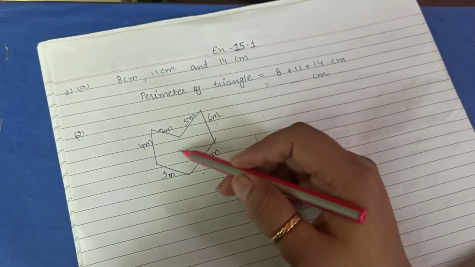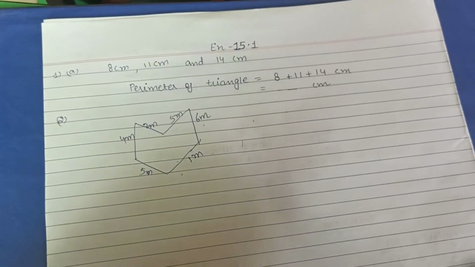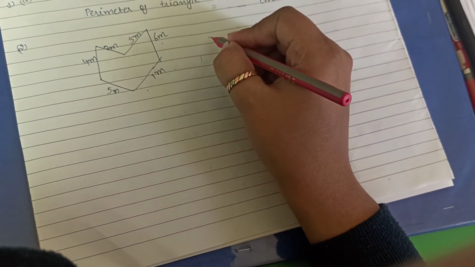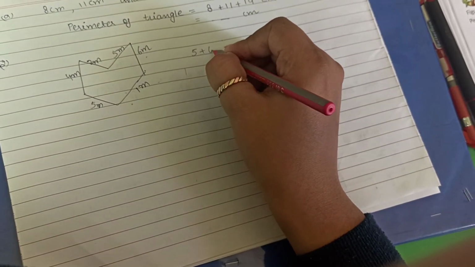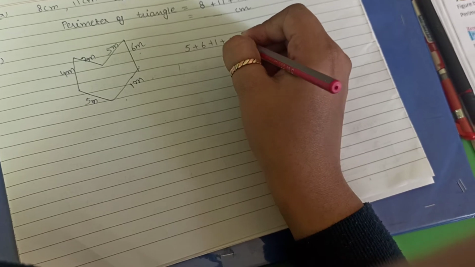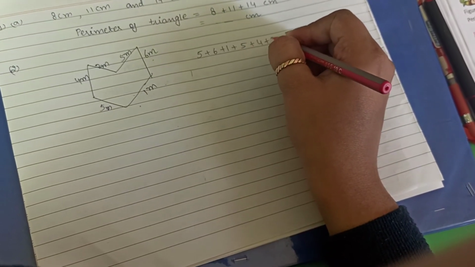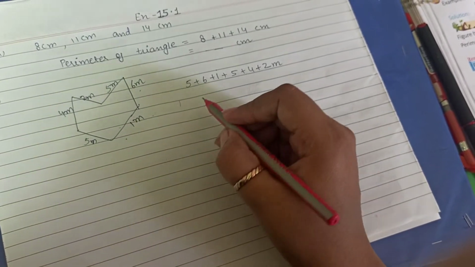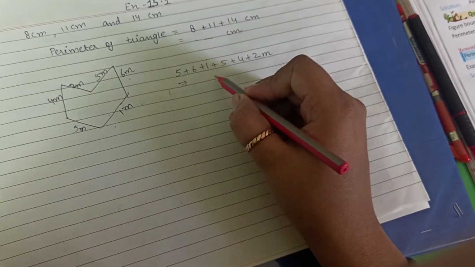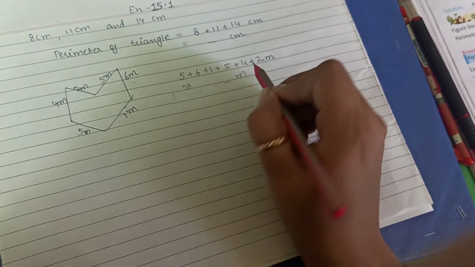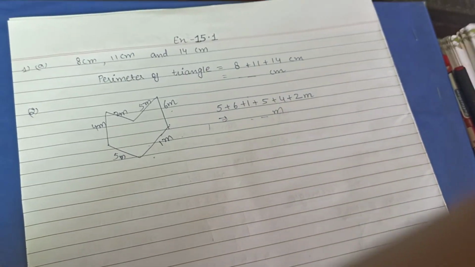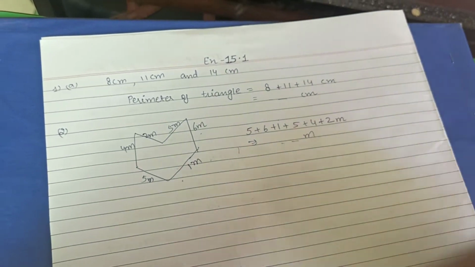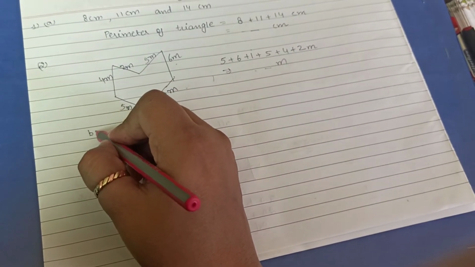So you will start from wherever you want. Now add 5 plus 6 plus 1 plus 5 plus 4 plus 2 and at last the unit, right? You will add all these and write the perimeter of this irregular shape. Another B part, which is like this.